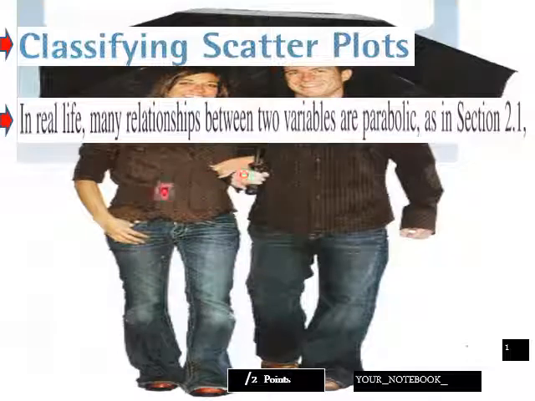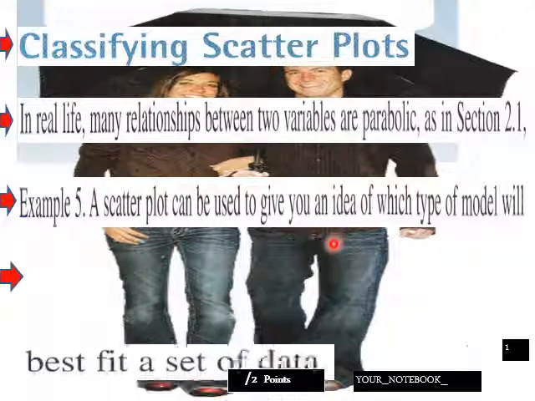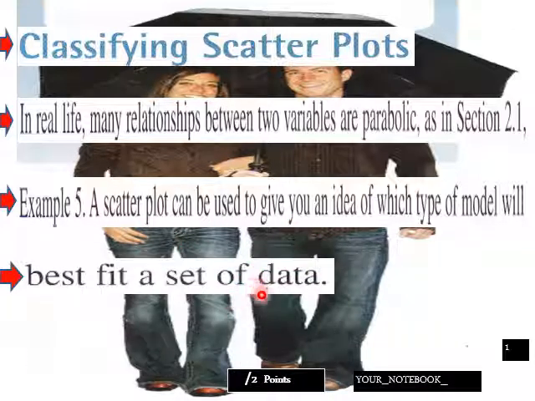Classifying scatter plots. In real life, many relationships between two variables are parabolic, as in section 2.1, Example 5. A scatter plot can be used to give you an idea of which type of model will be the best fit for a set of data. So when you have a visual of what the data set looks like on a scatter plot, you can kind of tell which kind of function will be a best fit to use for that data set.